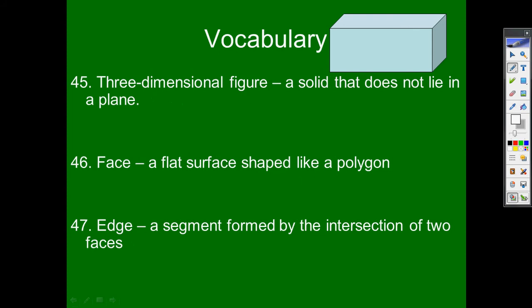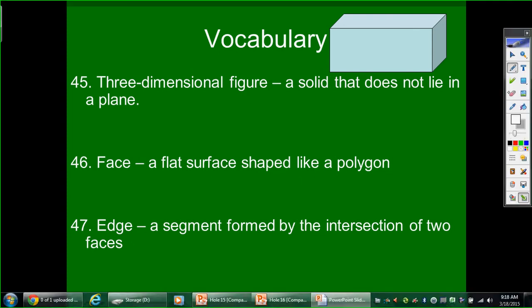I want to go back to this slide and just show you on the actual figure where these are. This would be a three-dimensional figure. A face would be this whole flat side, and an edge would be where two faces come together. So that would be an edge, this would be an edge, this would be an edge, this would be an edge.